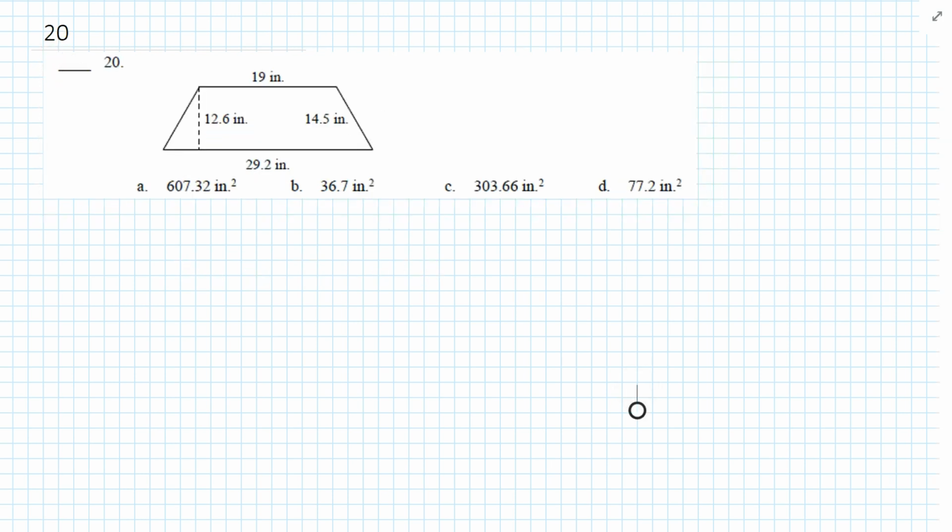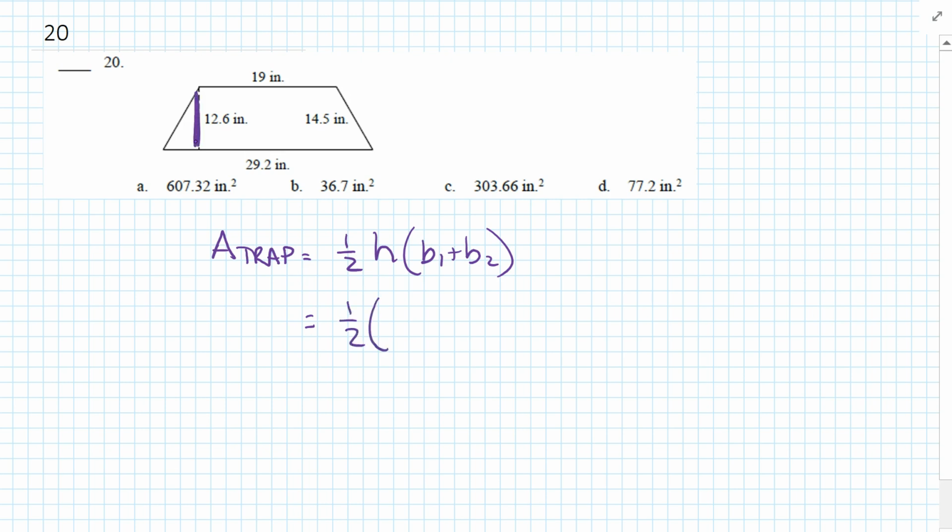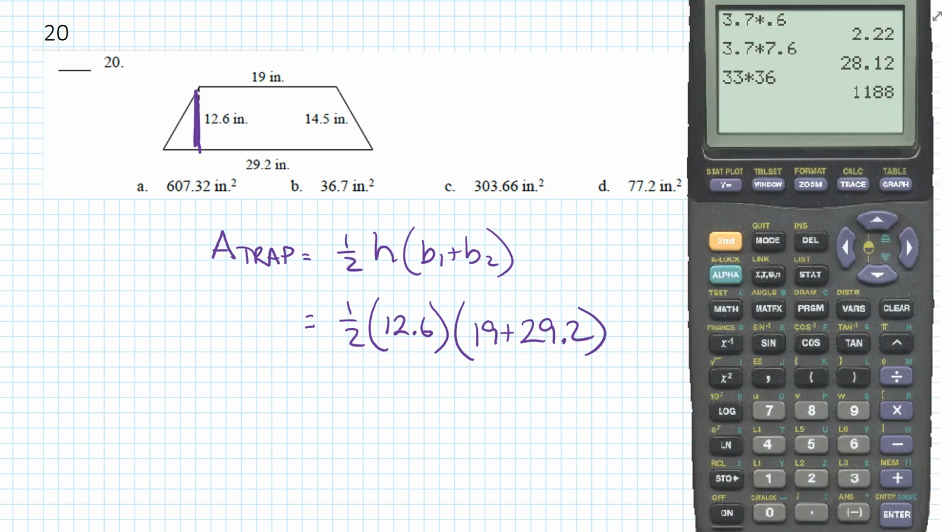20. Alright, this is a trapezoid. The area of a trapezoid is 1/2 the height times the sum of the bases. So 1/2, what's the height? The height's right here, 12.6. What are the sum of the bases? 19 plus 29.2. Again, that's just calculator work.